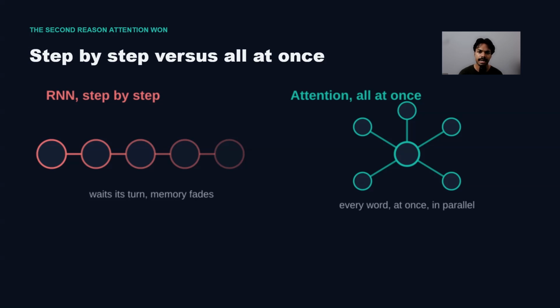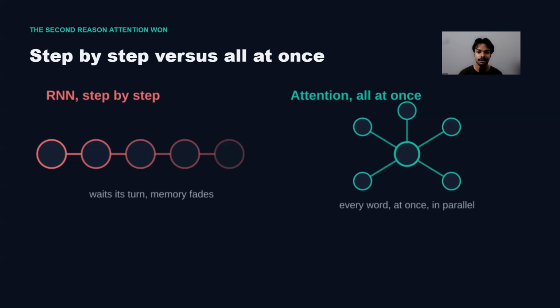Remember, an RNN has to go step by step. Word 1, then word 2, then word 3, in a strict order, because each step depends on the memory from the step before it. That is quite slow. And it does not take advantage of modern hardware, which is extremely good at doing many things simultaneously. Attention has no such restriction.